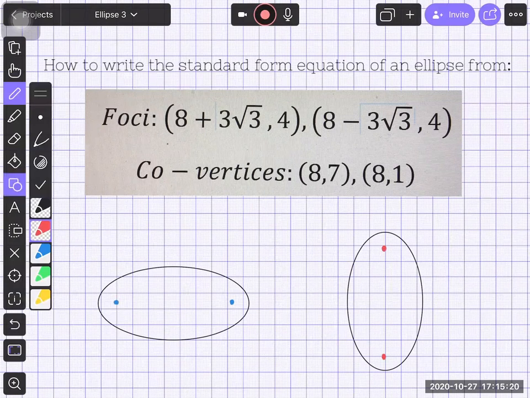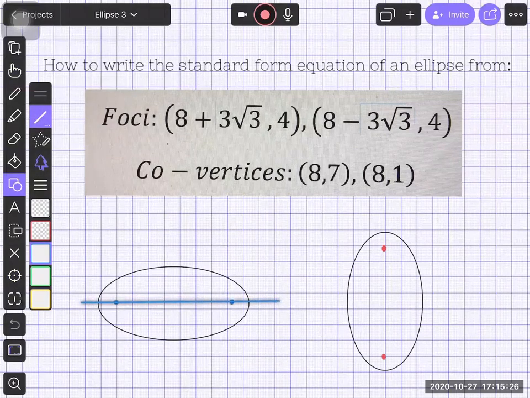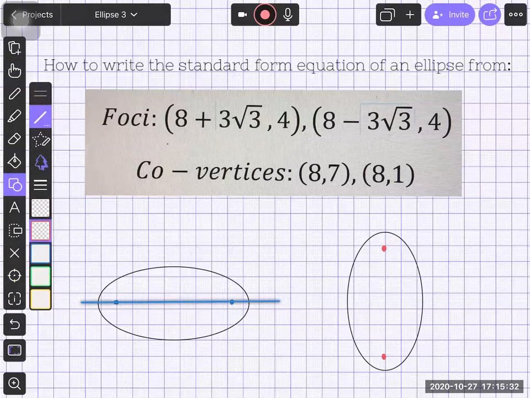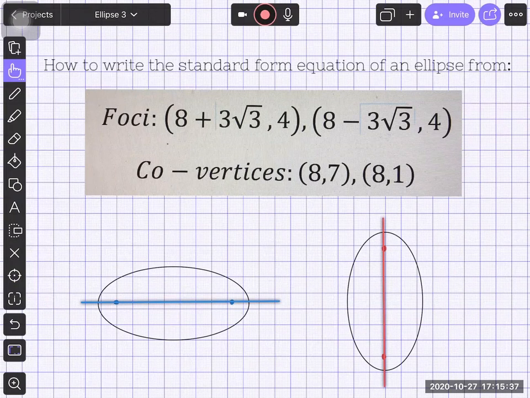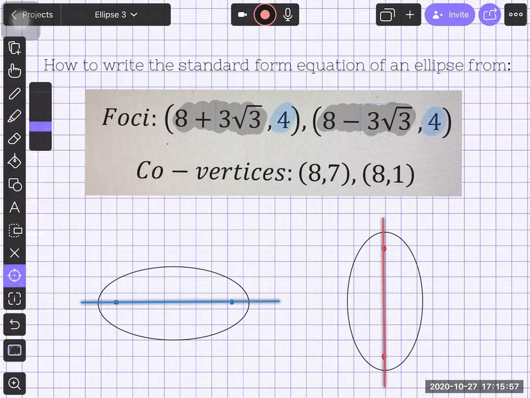So that means that on a horizontal ellipse, the foci will be sharing the same vertical coordinate, and on a vertical ellipse, they will be sharing the same horizontal coordinate. In this case, if we look at the foci, we see that the coordinate that is changing is a horizontal one, and the coordinate that remains identical is the vertical. That means that we are dealing with a horizontal ellipse.